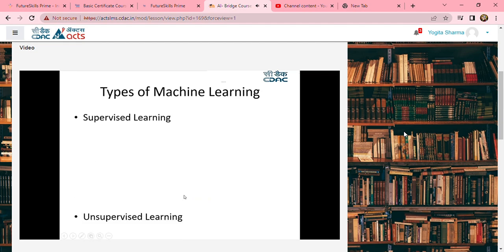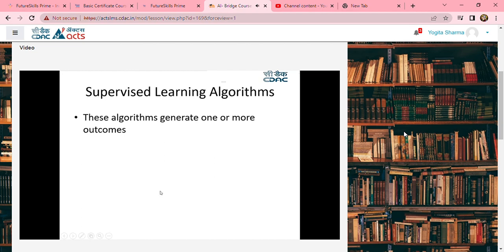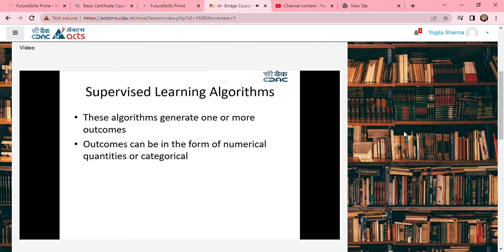Also, we are going to see different types of machine learning algorithms. Among these three types, we are going to see supervised learning and unsupervised learning in detail. Supervised learning algorithms are the algorithms which require one or more outcomes. Outcomes are basically the things which can be predicted. Now, they can be numerical or categorical.